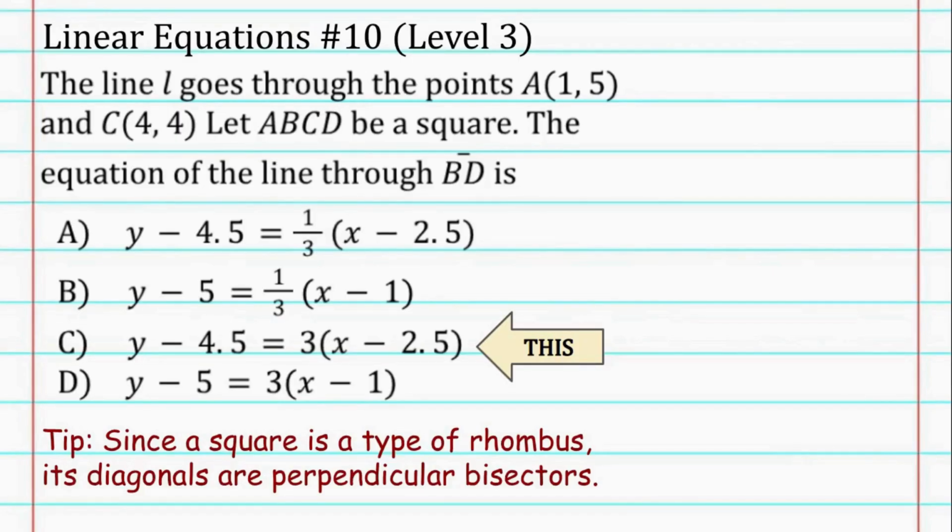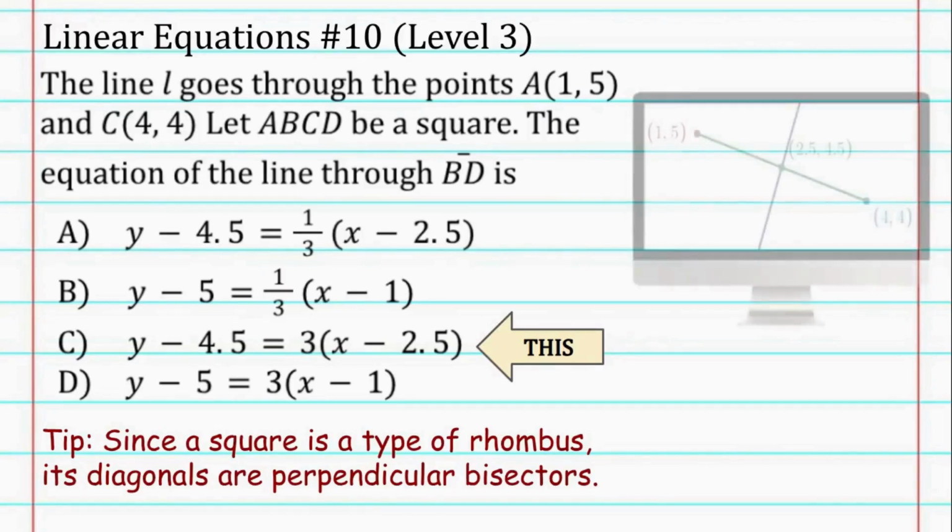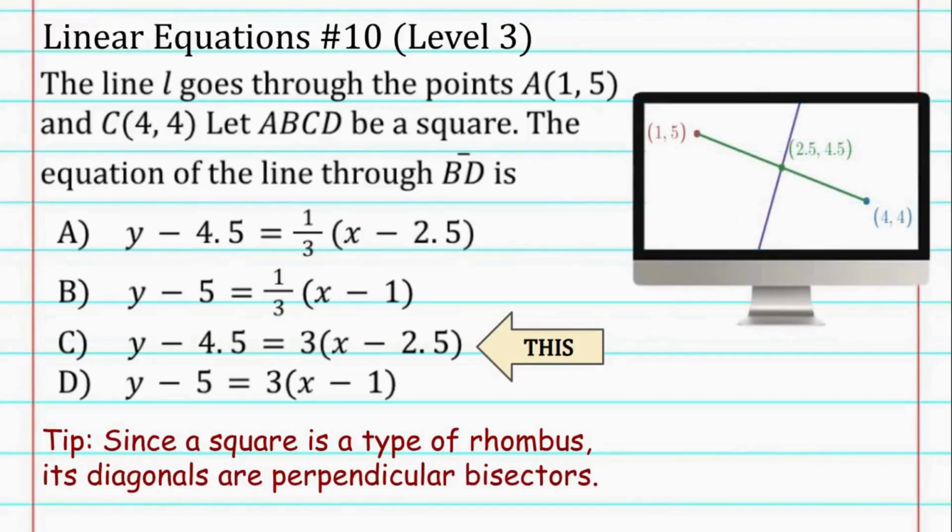But notice what we're trying to find. We don't care about the coordinates of B and D. We care about the equation of the line that goes through them. And we can use the fact from geometry that a square is a type of rhombus and that the diagonals of a rhombus are perpendicular bisectors of each other to solve the problem very efficiently. That is to say, if we find the perpendicular bisector of AC, we know that BD lies on it. Here's a graph to illustrate what I'm talking about.